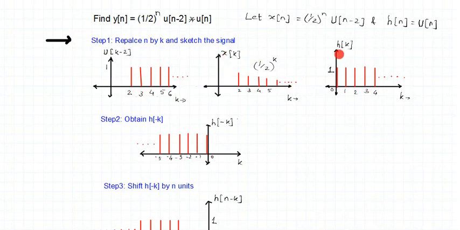Now let us find h[k]. h[k] has all samples of 1. Why? Because h[k] is a unit step signal with all the samples having magnitude 1. What do we observe? Both these signals are infinite in duration. x[k] is an infinite duration signal represented by these dots. h[k] is also an infinite duration signal represented by these dots. So we are going to find the convolution of two infinite duration signals.